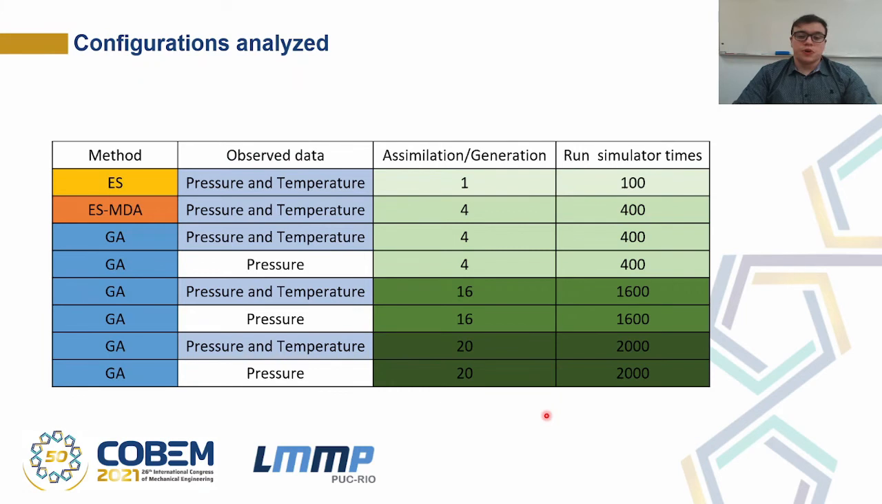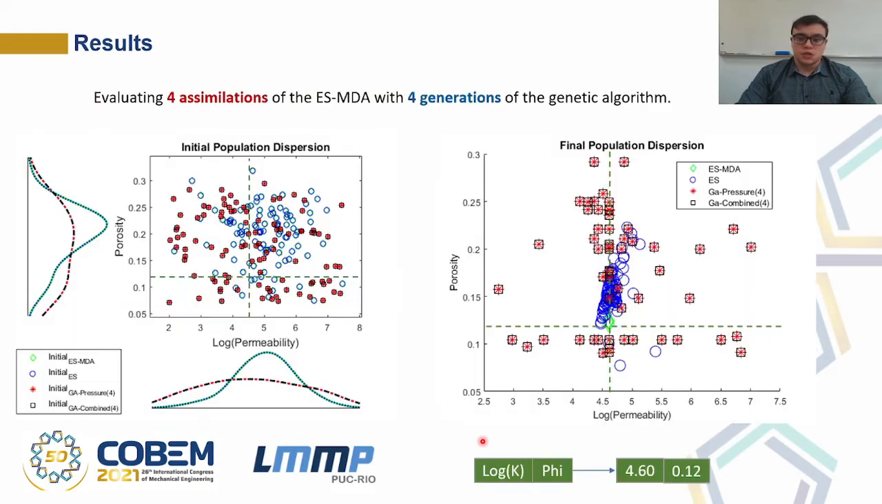The configurations analyzed were the ensemble smoother and the ensemble smoother with multiple data assimilation, considering coupled data, and for the genetic algorithm they were set in pairs, one considering the coupled data and the other considering only pressure data, using 4 generations, 16 generations, and 20 generations. Let's pass to the results.